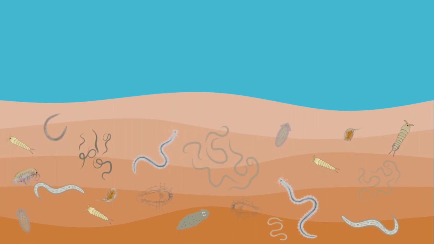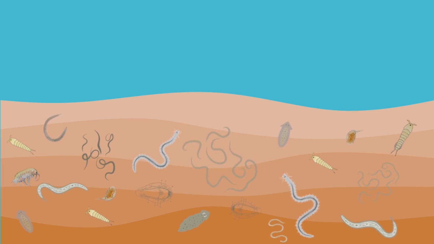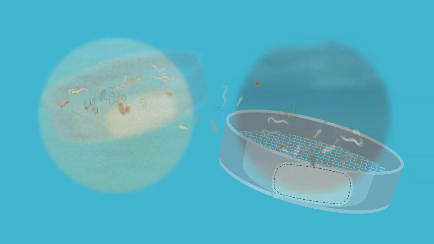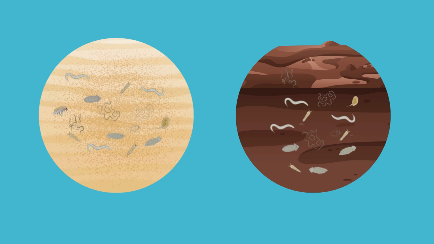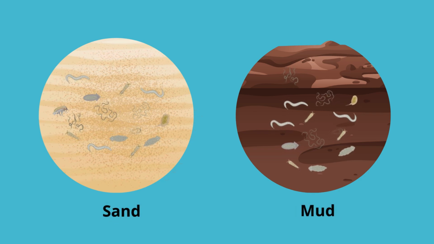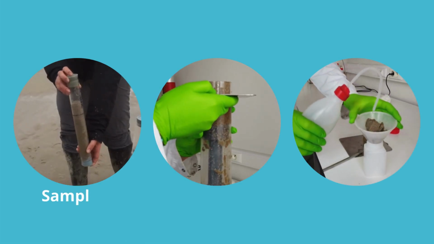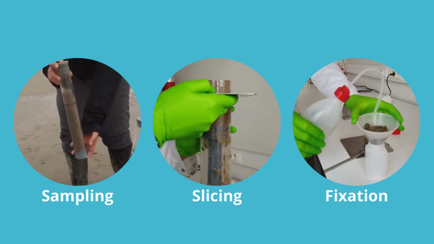Meiofauna are mobile organisms that live in freshwater or marine sediments. They include all organisms retained on a sieve with a 32 or 38 micrometers mesh size. Meiofauna can be found across a wide range of sediment types, like sand and mud. This video will focus on explaining sampling, slicing, and fixation of Meiofauna.